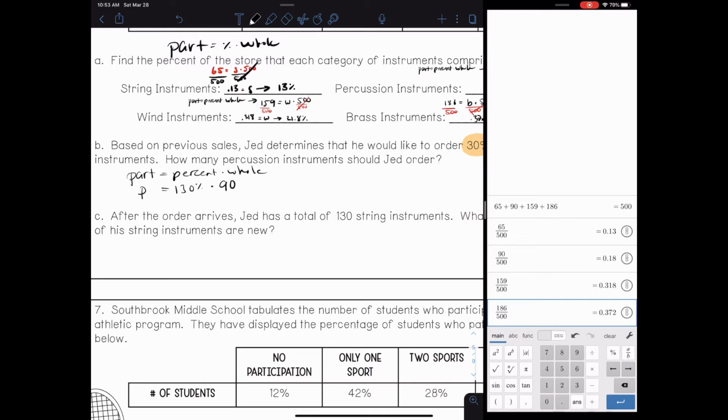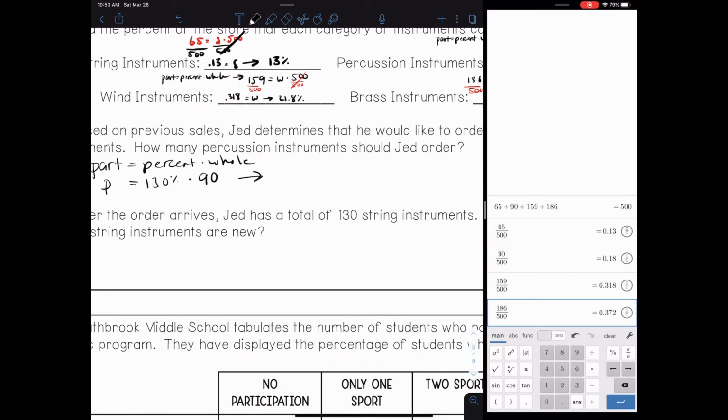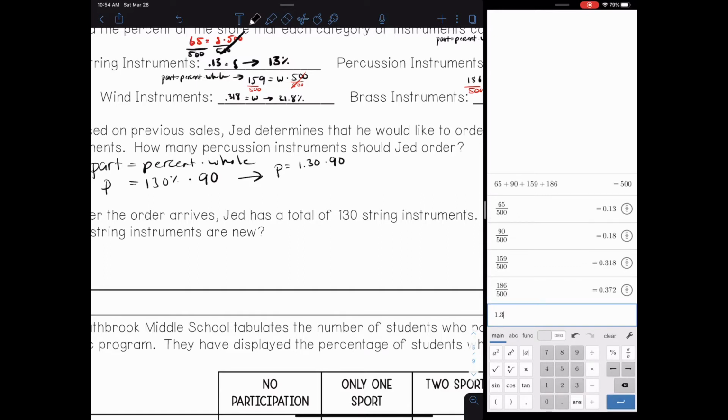So to solve this, you have P equals 1.30 times 90. And so 1.30 times 90, it's going to be 117. So if he orders 30% more, now he's going to have 117 instruments. Well, the percussion instruments. Let's abbreviate it pretty much. Okay, so he's going to have 117 in total.